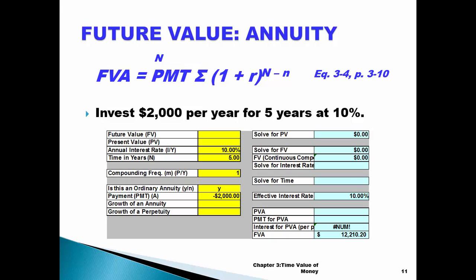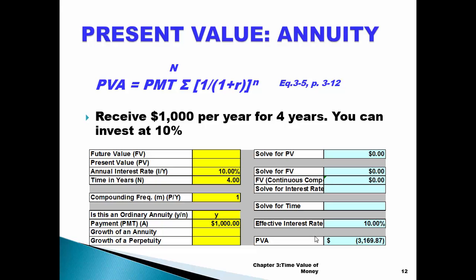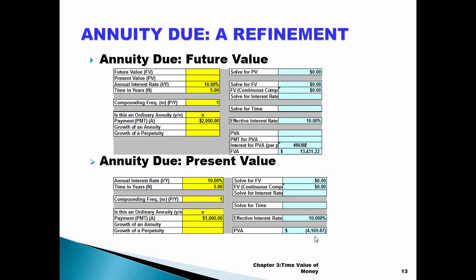12,210 was the value with an ordinary annuity. So it grew to a bigger number if you do an annuity due. And it kind of makes sense because you start actually a whole year sooner and make the investments, and you have more time for it to grow. And of course, the annuity due of a present value is $4,169. Again, a different value because in this case, you actually have one less year as far as the cash flow way out there. So the number is going to ultimately be bigger because the first cash flow comes much sooner.